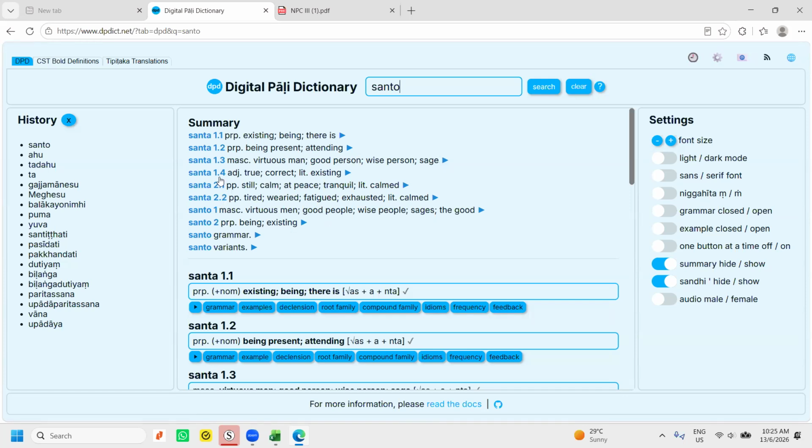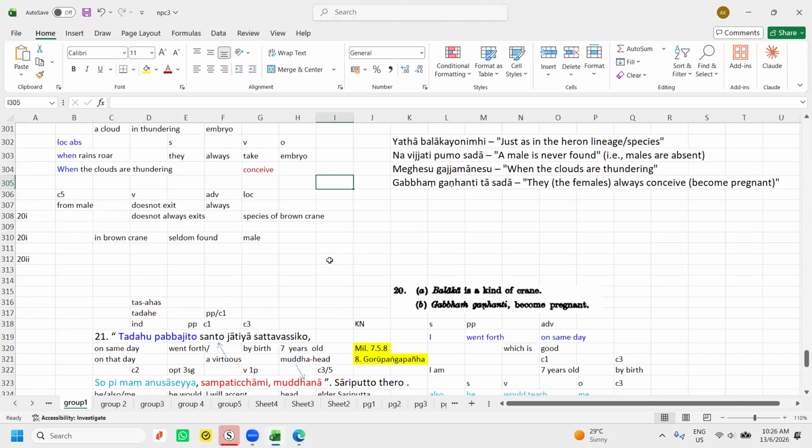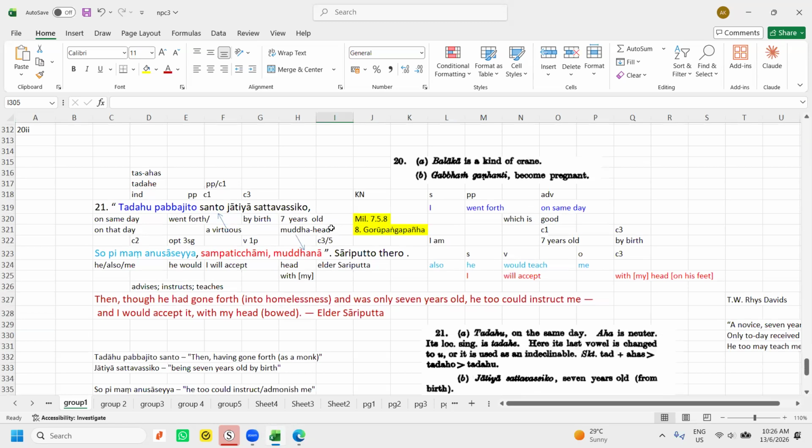And then for a past participle, it can mean calm, tranquil, or still. So it can take multiple meanings. What we need to do is decide which is the one.